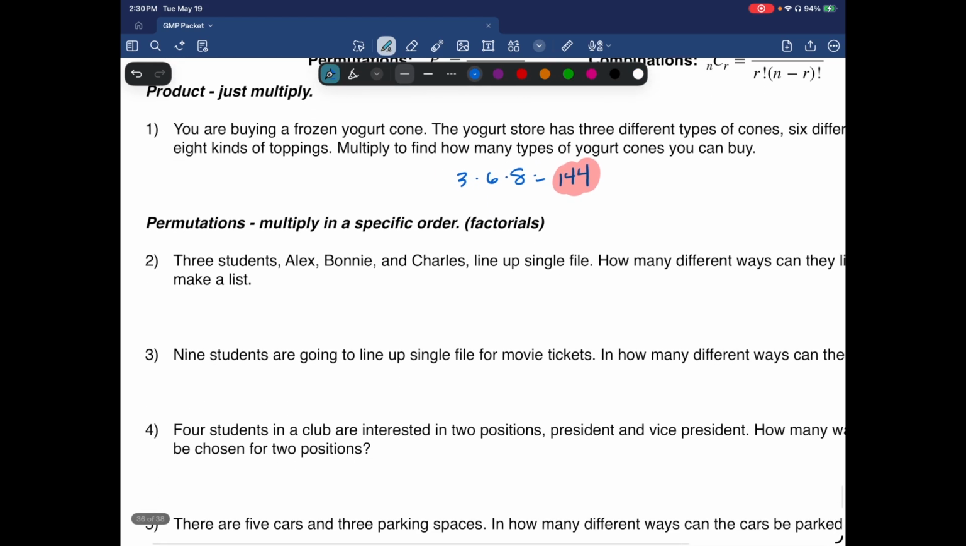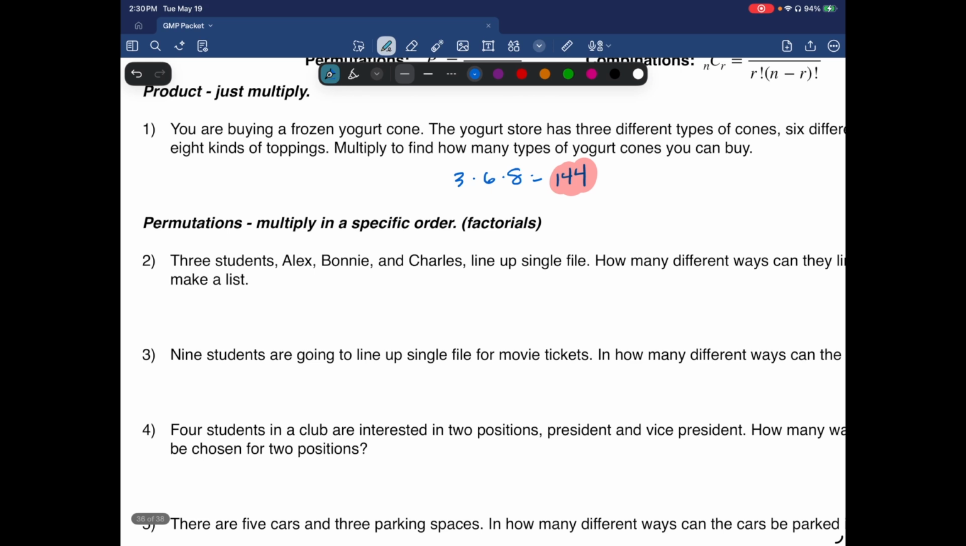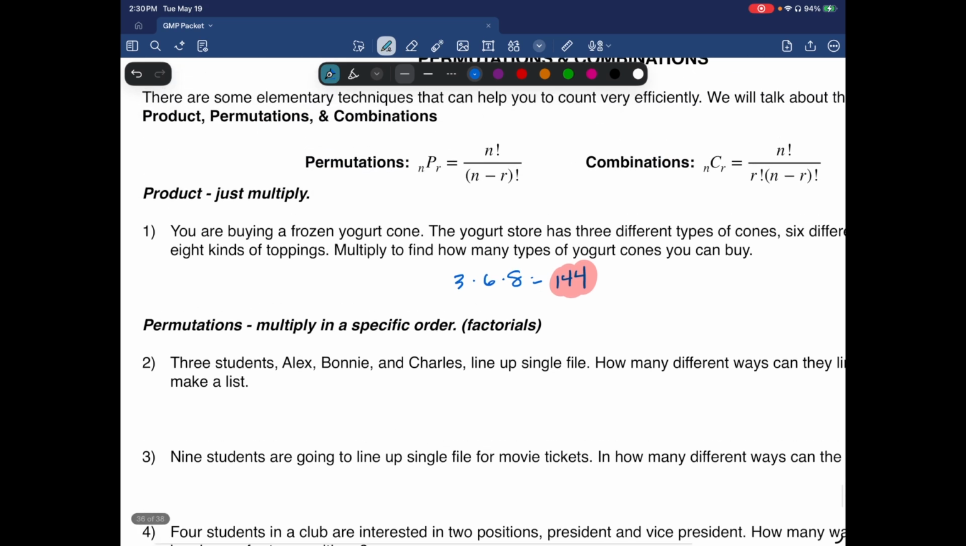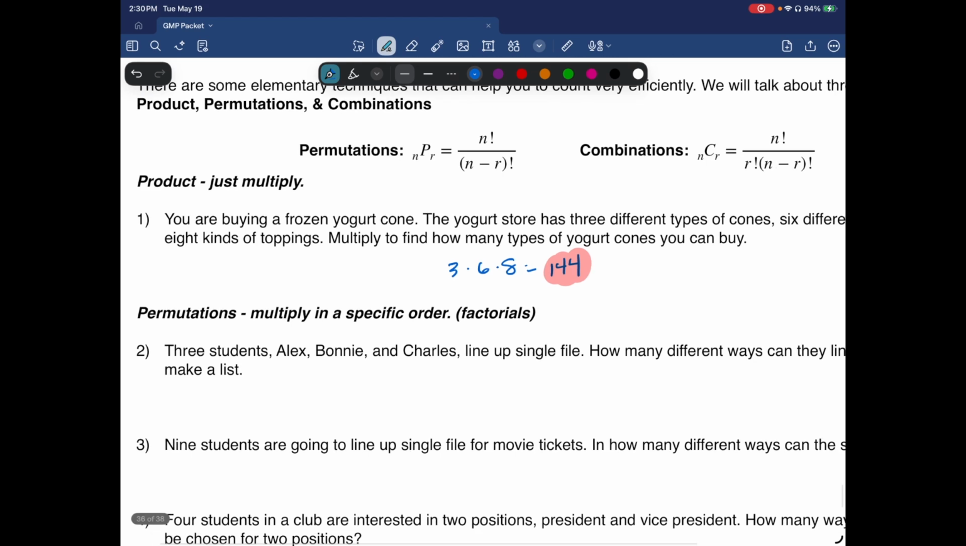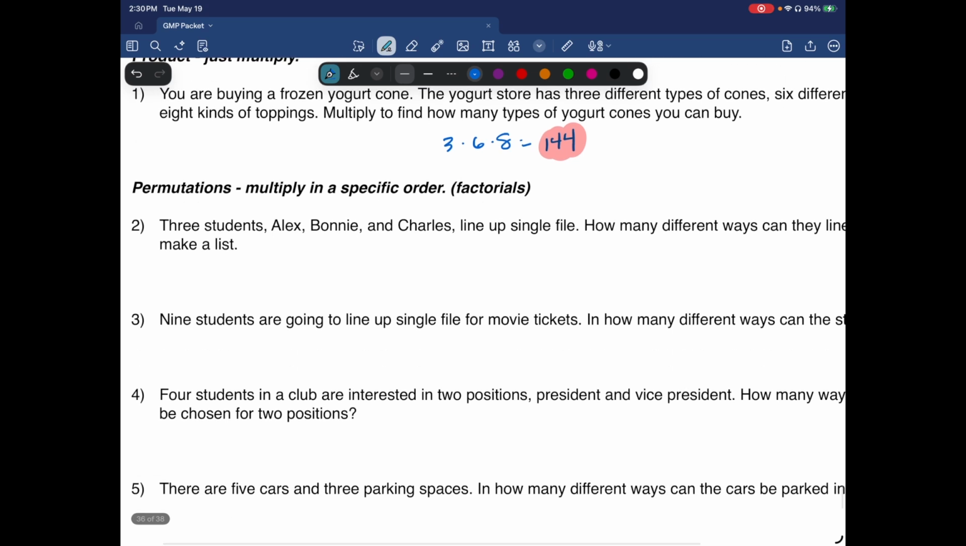All right, now, permutations and combinations. There's different ways to do this. And you can see up here, there's formulas. nPr for permutations, nCr, or n choose r, for combinations. And the formulas vary slightly. But you have factorials, which is what that exclamation point stands for. So multiply in a specific order. Order matters with permutations, order does not matter with combinations. And that's why the formulas differ a little bit.